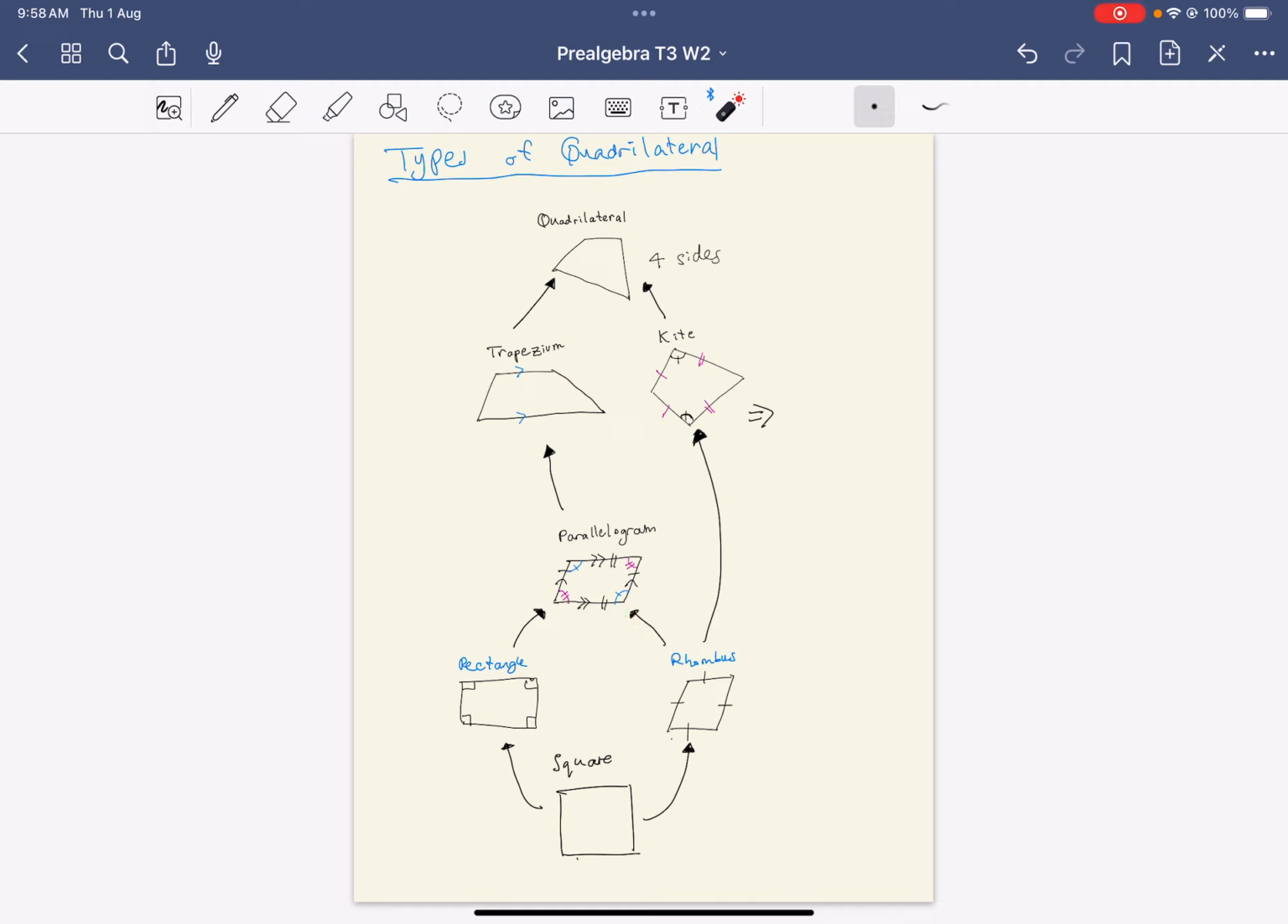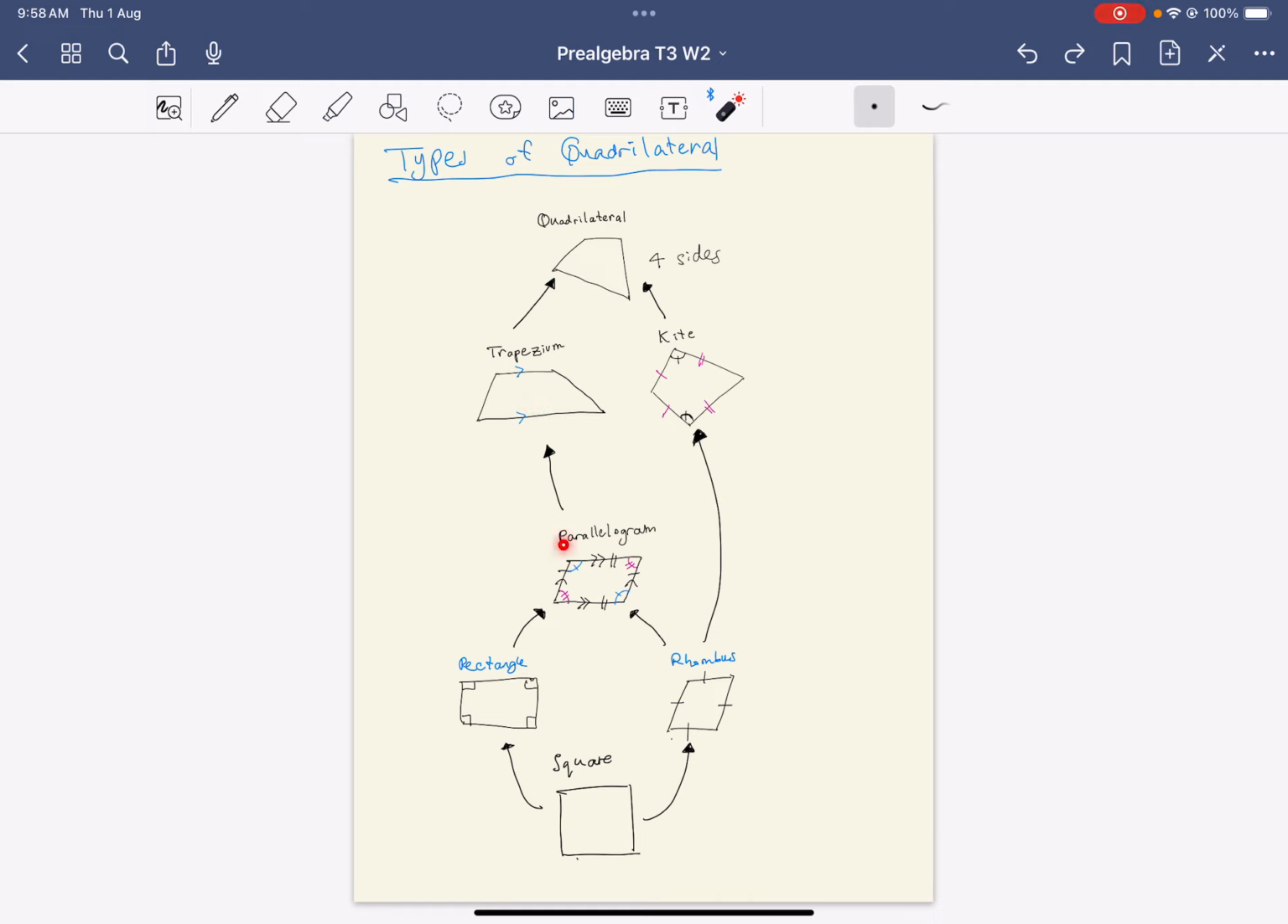Let's start at a rhombus. You're starting at the rhombus, and all of the shapes that you can travel to following this arrow, it belongs to that. For example, you can go from rhombus to parallelogram. That means a rhombus is a type of parallelogram. Similarly, you can also follow it up to kite. That means a rhombus is a type of kite. You can also follow this arrow and then go up again to trapezium. That means a rhombus is a type of trapezium.